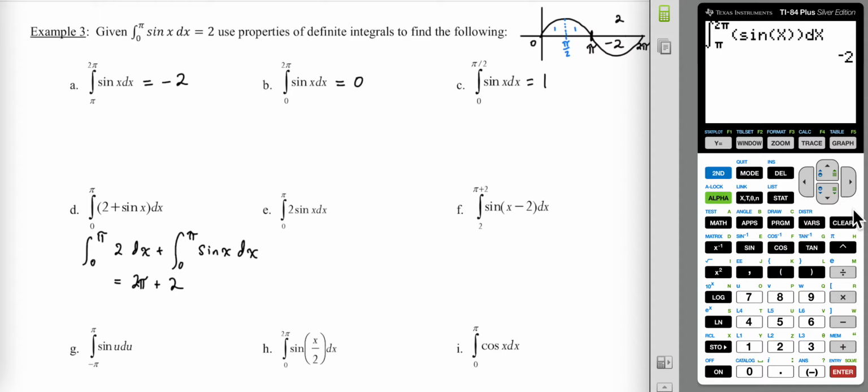From 0 to pi, with a constant multiple of 2, I can rewrite it as 2 times the integral over the interval of 0 to pi of sine x dx. And again, we know this piece is equal to 2 that was given. 2 times 2 is going to give us 4.